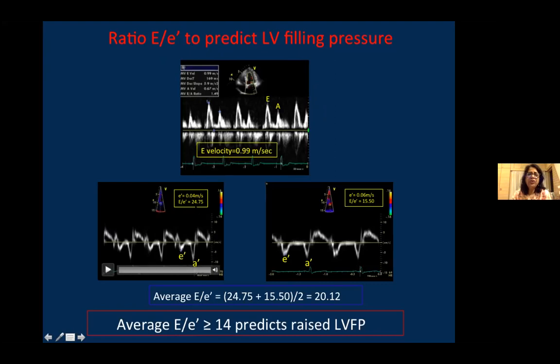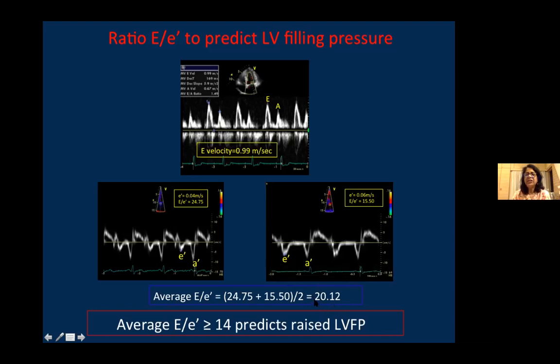Here it is around 24.75. If we calculate the ratio of E wave velocity to the E prime, we get a value of 24.75. Then we proceed to the lateral annulus. Again, we get another value of E prime, which is here 0.06 meter per second, and E by E prime is 15.50. And we take the average of these two values, and we get around 20.12 average E by E prime in this patient. Now, what does it indicate?